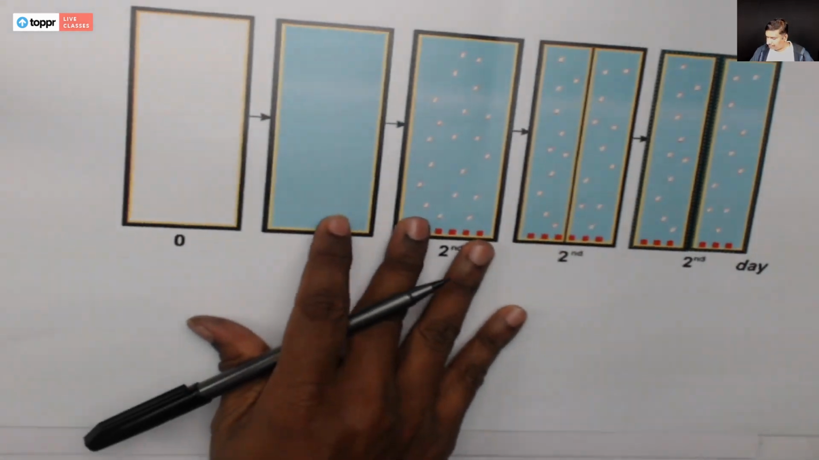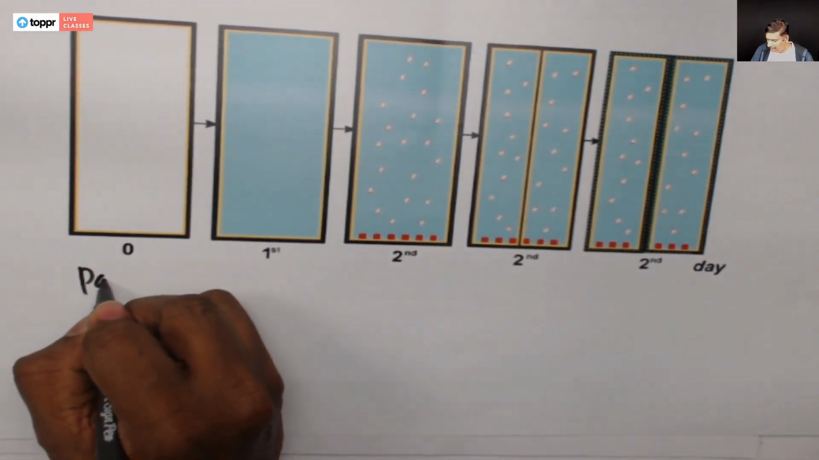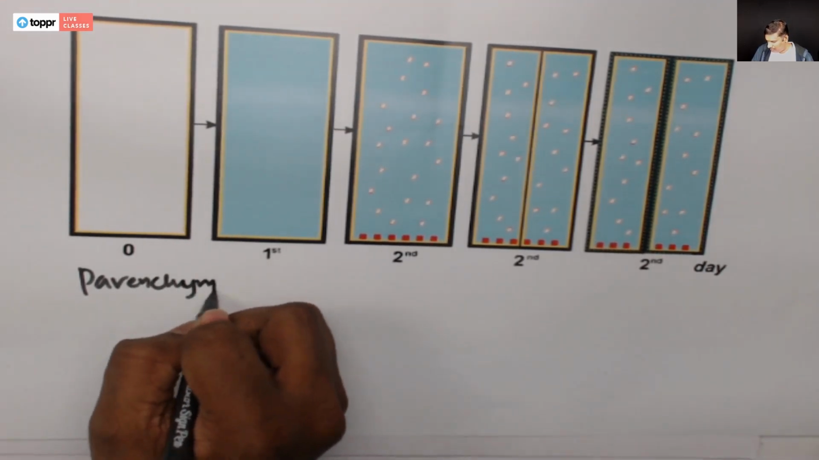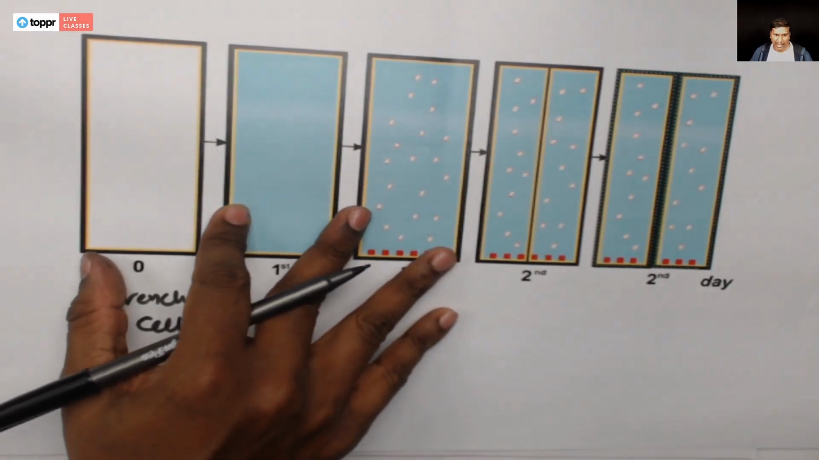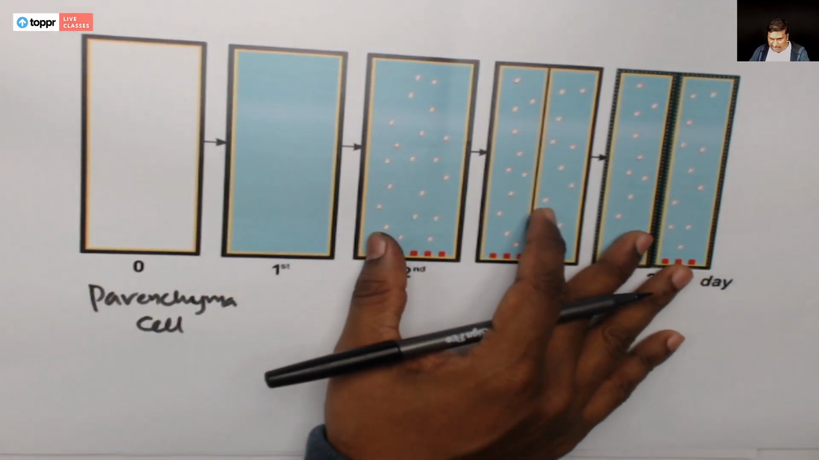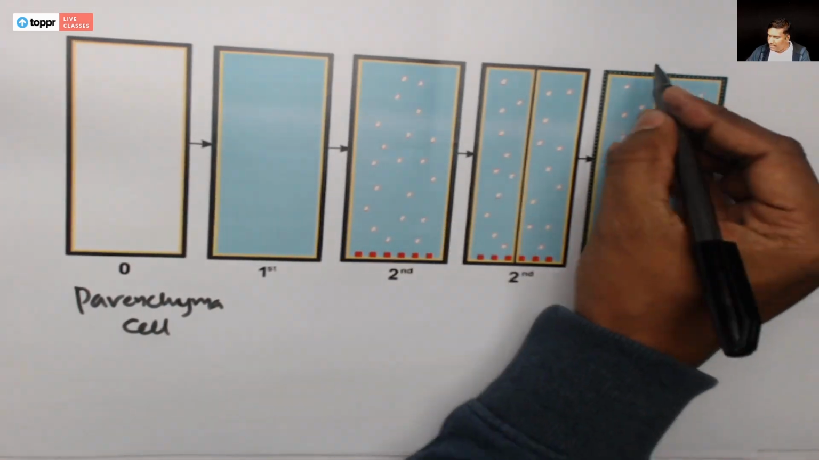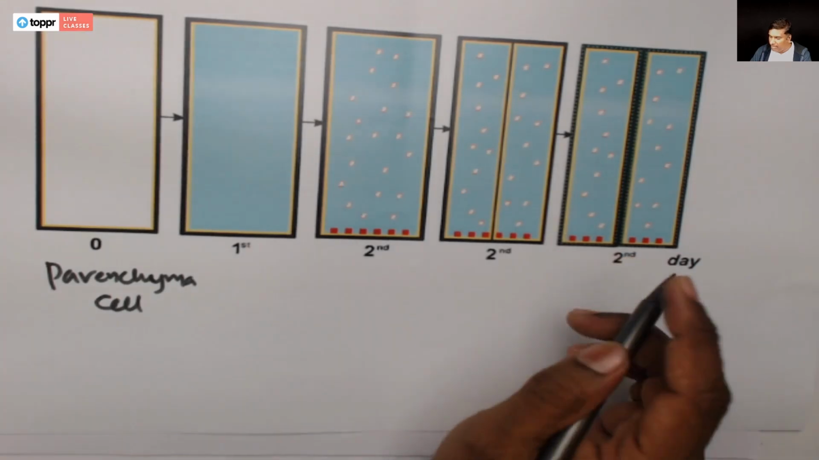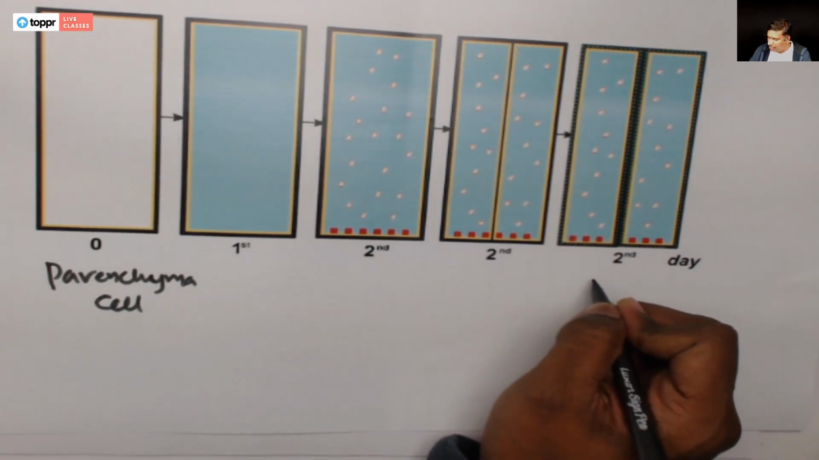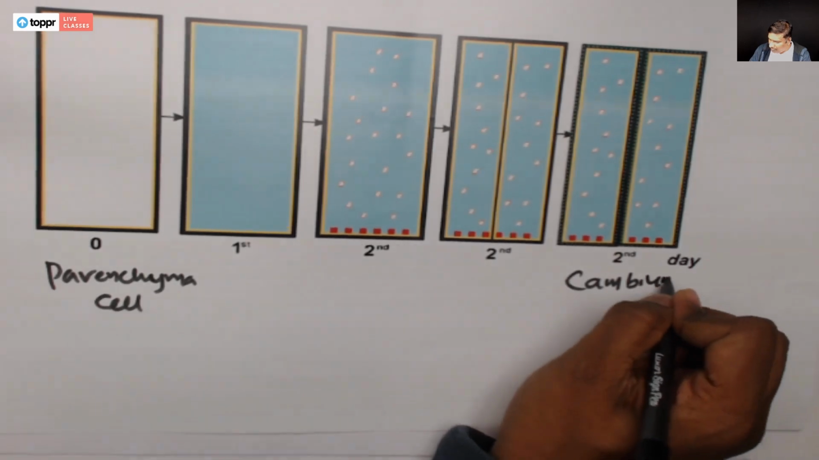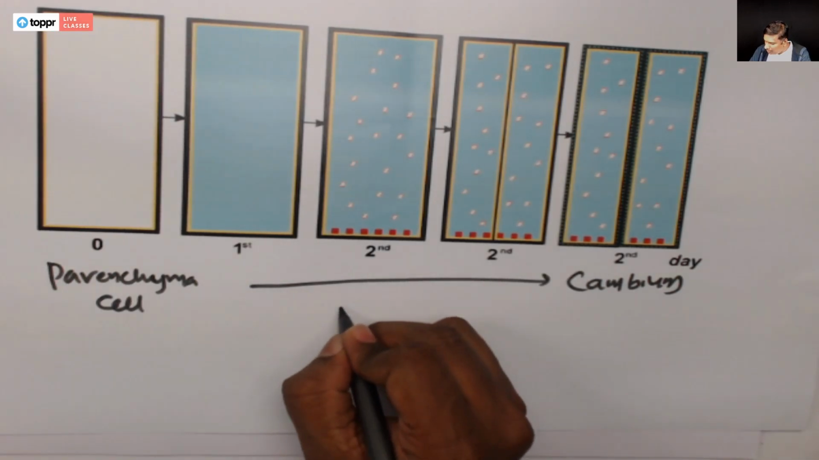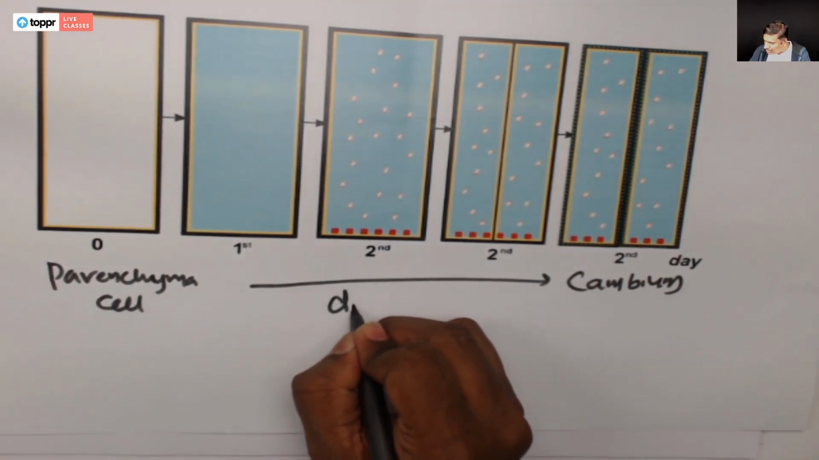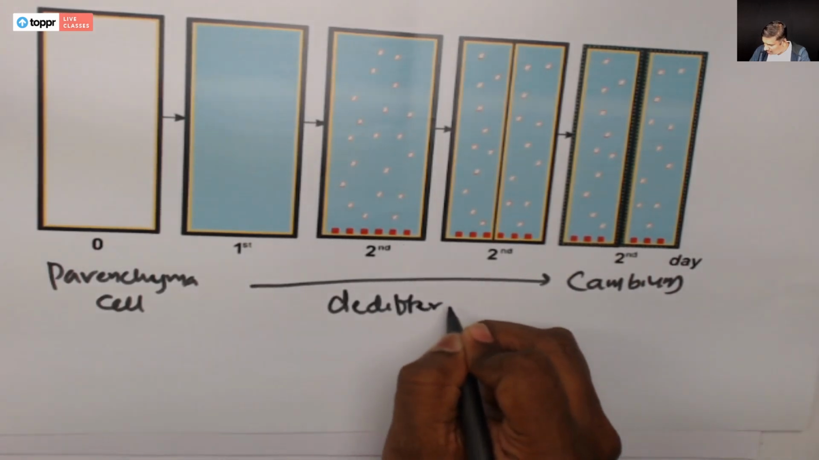Now, here you can see this is a parenchyma cell, which has lost its ability to divide. Now it's actually going through some changes, and finally it has obtained the ability to divide. So now this has become the cambium. This conversion, where a cell which is not able to divide is converted into a cell which is able to divide, is called de-differentiation.